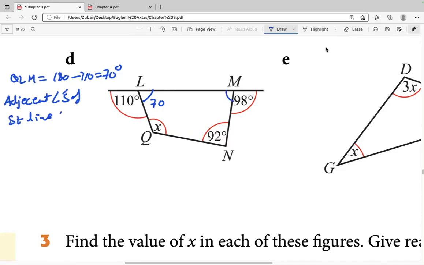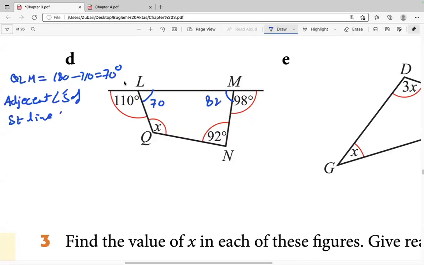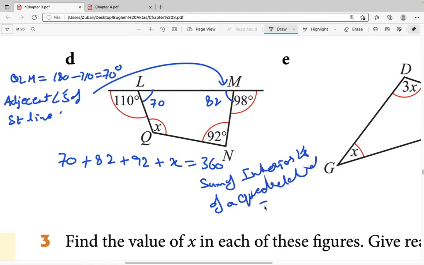On the other side, same property, but 82. 82, and same reason, adjacent angles on a straight line. Now for X, that is 70 plus 82 plus 92 plus X equals 360. The property is the sum of interior angles of a quadrilateral. It's 360, that's fine. So it'd be 136 for X.